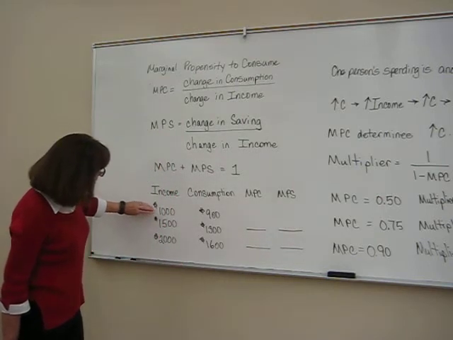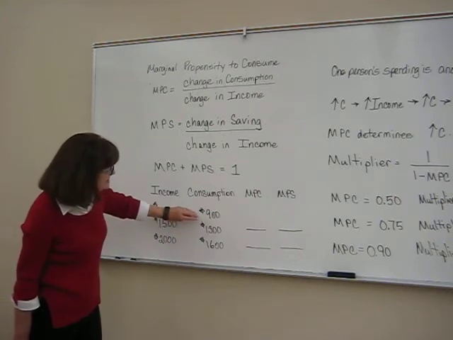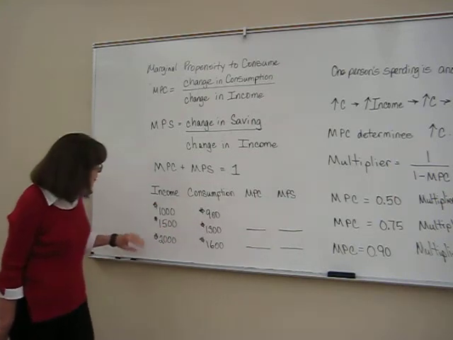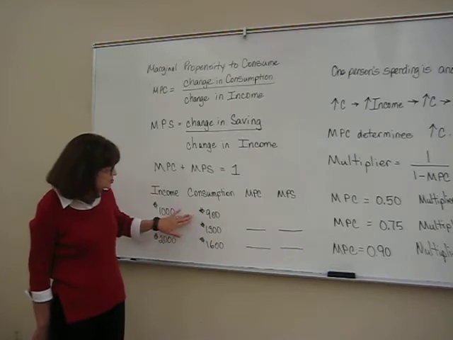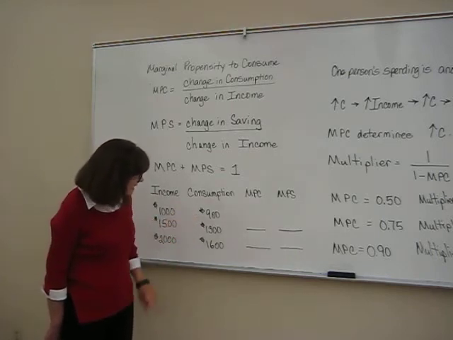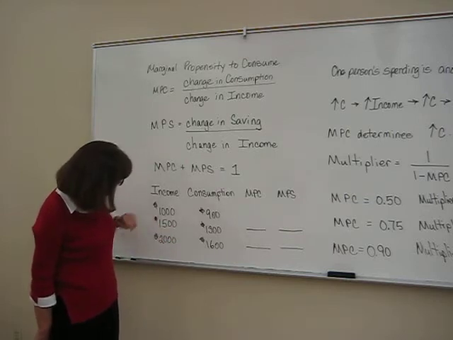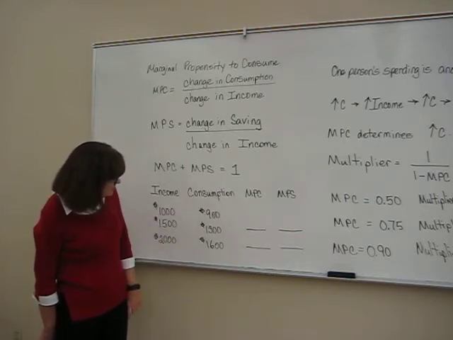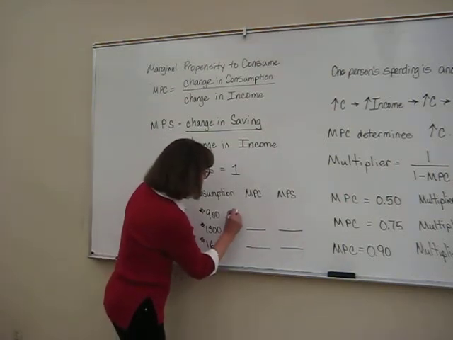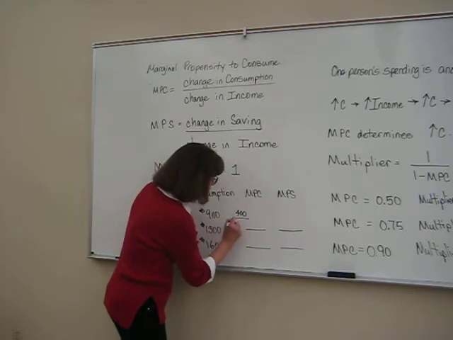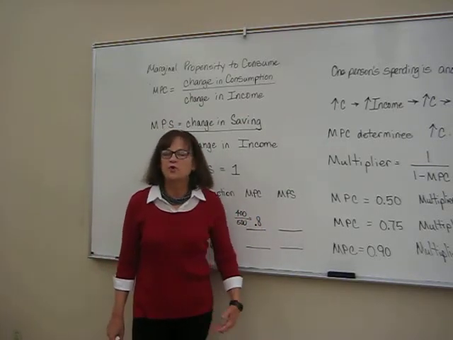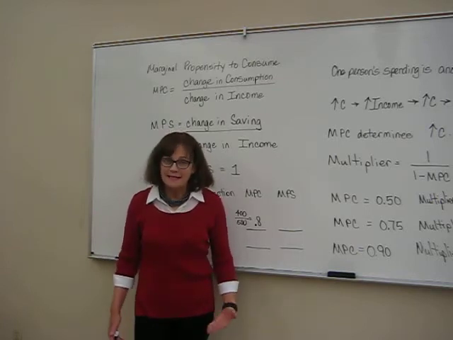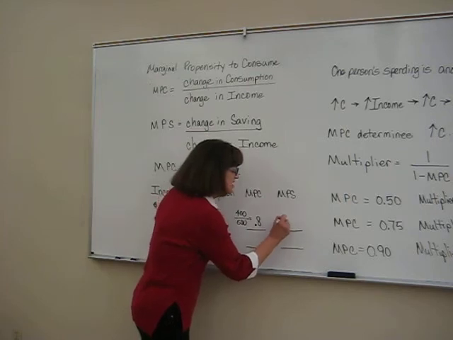A consumer with $1,000 worth of income spends $900 of it. If the consumer gets a $500 raise, so the change in income is $500, we see that this consumer spends $400 more. So when the income goes up by $500, the spending goes up by $400. So the marginal propensity to consume would be 400 divided by 500, or 0.8. Now, they have spent 80% of the increase in their income, which means automatically you know that they saved 20%.